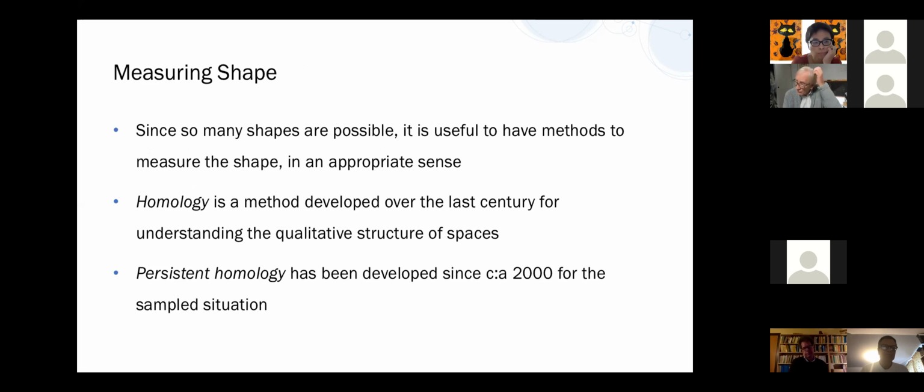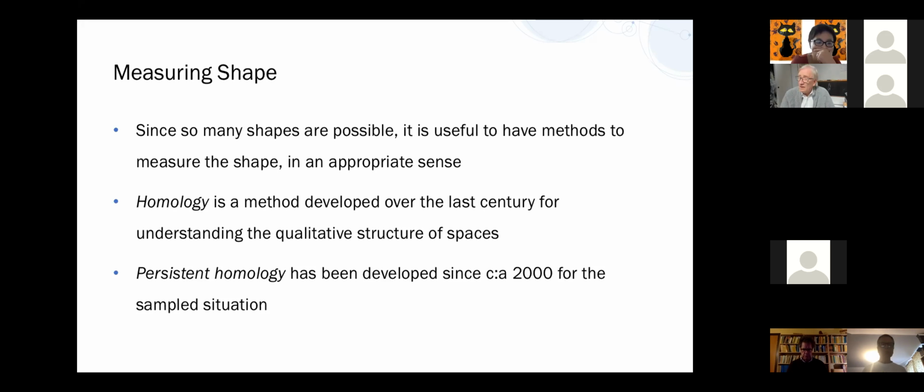Now within algebraic topology, there's a method called homology, which is a method developed over the last century for understanding the qualitative structure of spaces. When I say the last century, I mean the 20th century, not the most recent one. And it produces some signatures in ways that I'll try to give an indication of here. What's happened in the last 20 years, started by Vanessa Robins in Australia, is that persistent homology has been developed since about 2000 to study sampled situations.